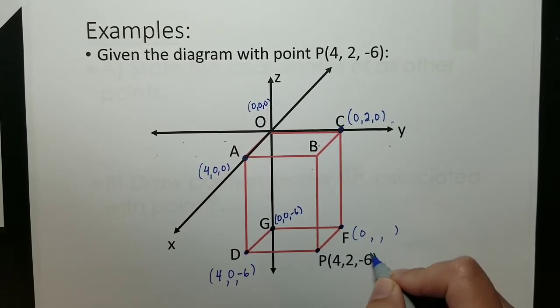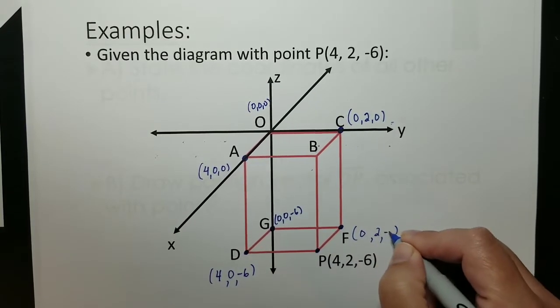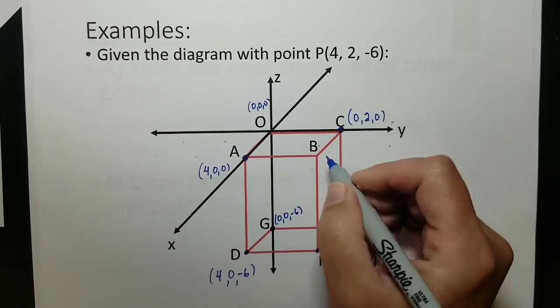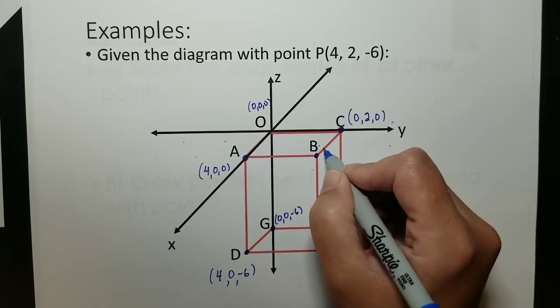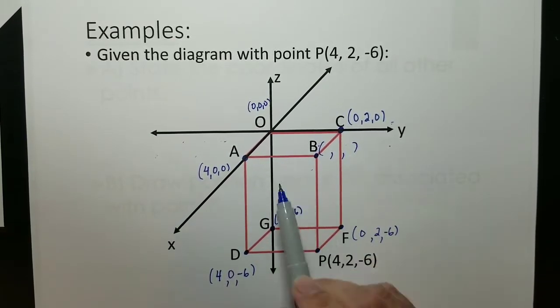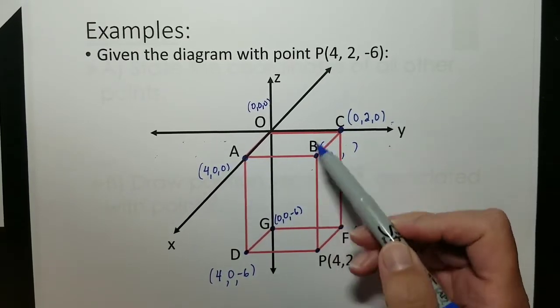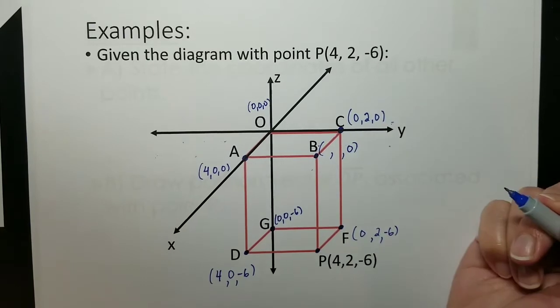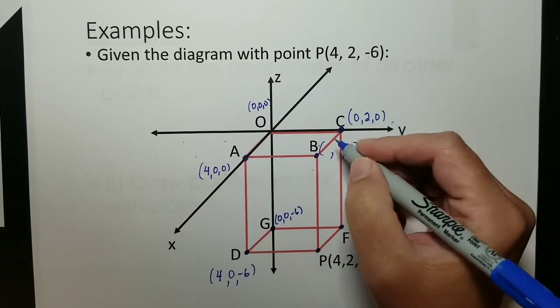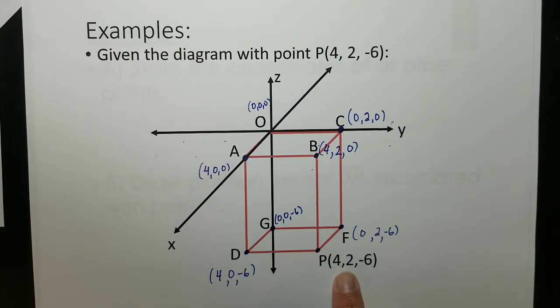Then its Y value will be 2, and its Z is -6. Lastly, B up here. So point B, it's gone in the X and the Y direction, but hasn't gone up and down. So its Z will be 0. Its X and Y are going to be directly above point P. So it'll be 4, 2, 0.